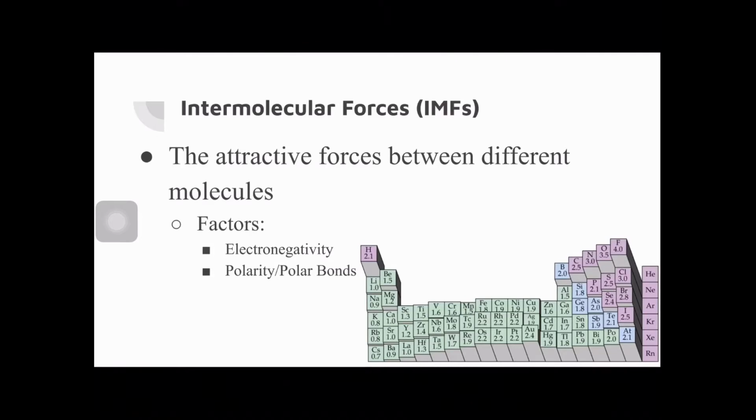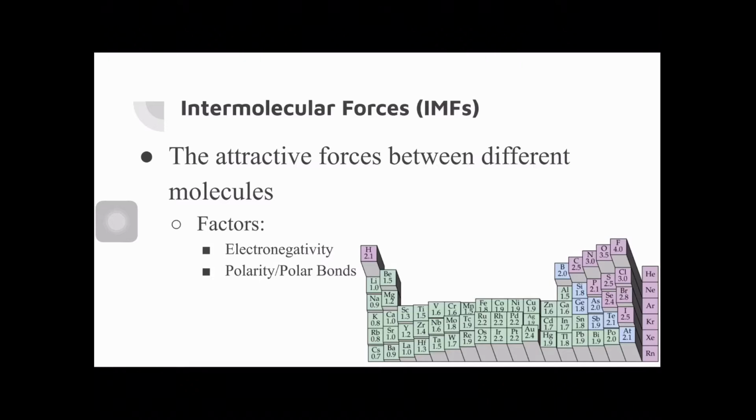Intermolecular forces, or IMFs, are the attractive forces between different molecules. They determine the characteristics of these substances in the different states of matter. Two factors that affect IMFs are electronegativity and polar bonds. Electronegativity is an atom's ability to attract electrons in a chemical bond. Fluorine is the most electronegative of all atoms, and oxygen and nitrogen are also very electronegative.